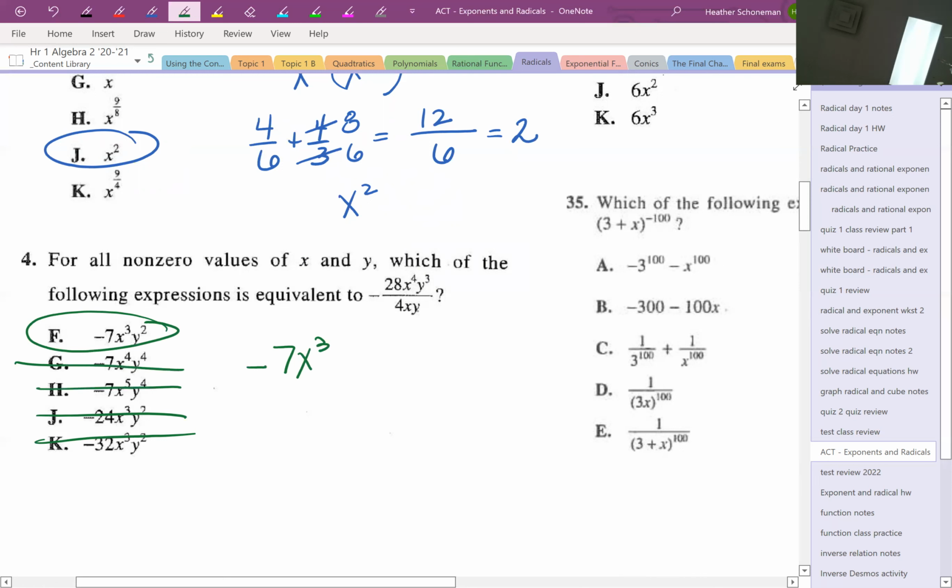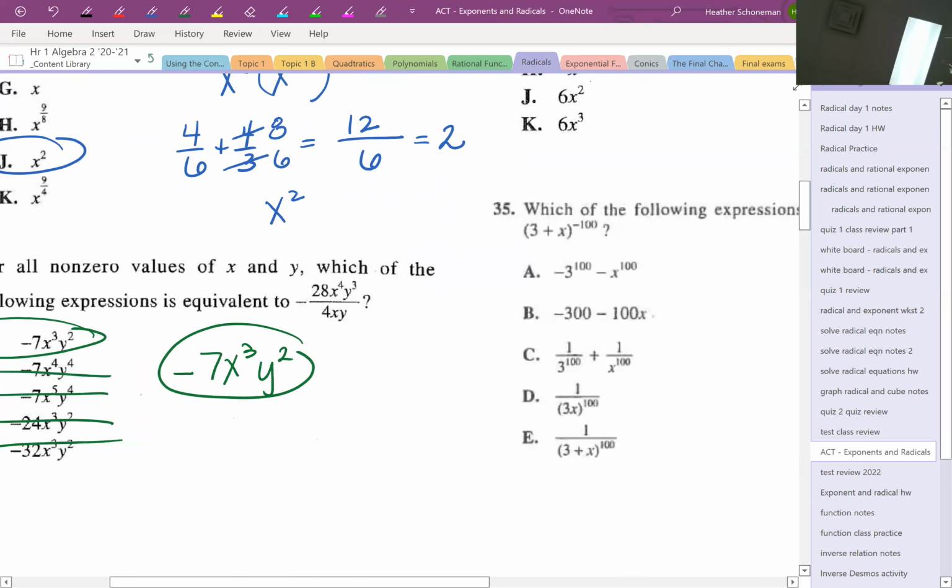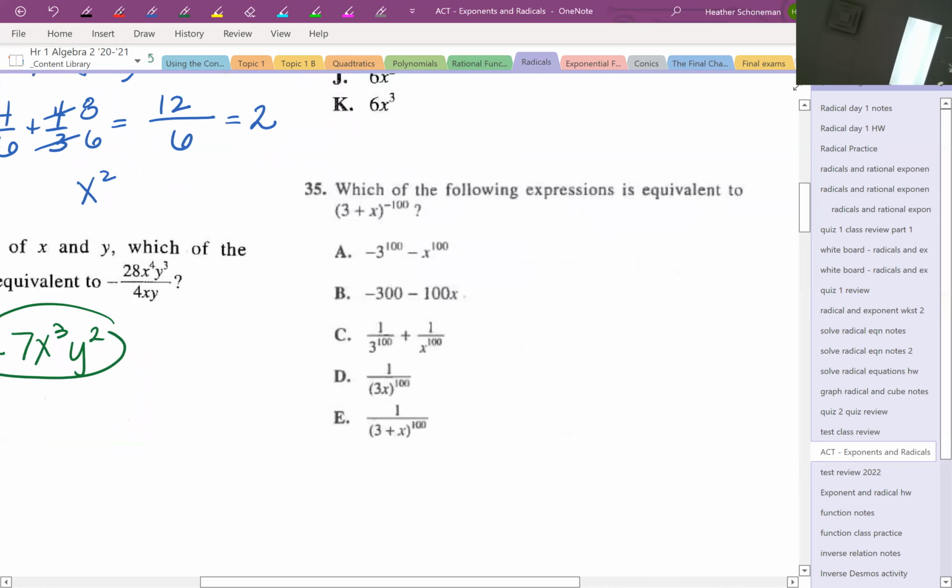We have 3 y's on top and 1 on the bottom, so we cancel and we get 2 y's. So yes, it doesn't work. Okay, 35 looks like it would be a real doozy of a problem, but we know how to deal with this. On this one, it's got a negative exponent.